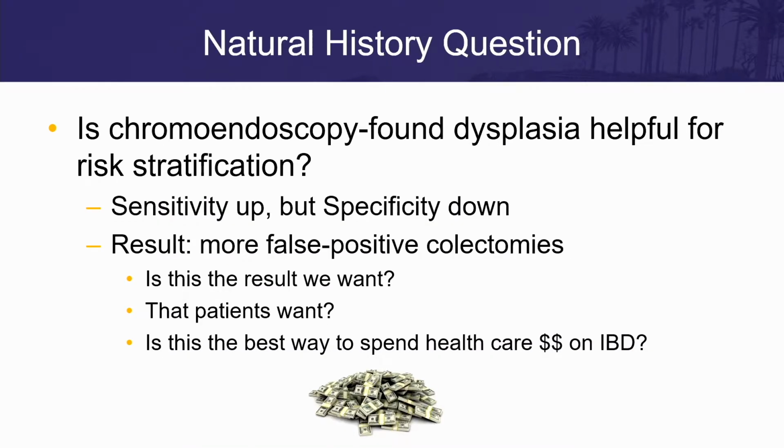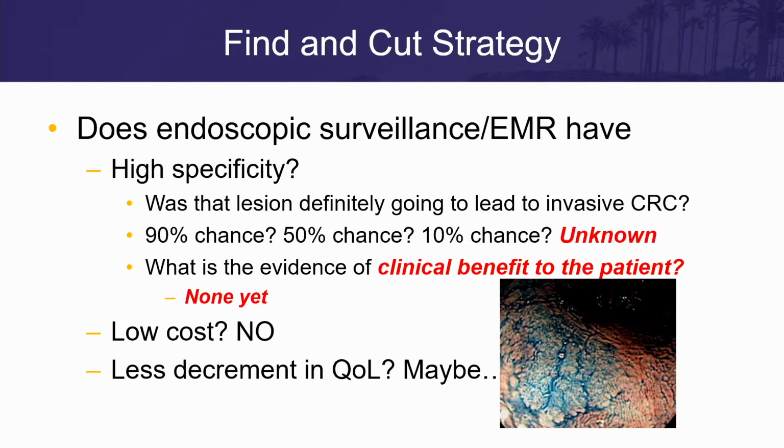So the question becomes, is chromoendoscopy-found dysplasia helpful for actually risk stratifying people? The sensitivity is way, way up, but the specificity is down to nearly 0. The result is more false positive colectomies, patients who don't actually have cancer. And you have to ask, is this the result we want? Is it what patients want? And is it really the best way to spend healthcare dollars in IBD?